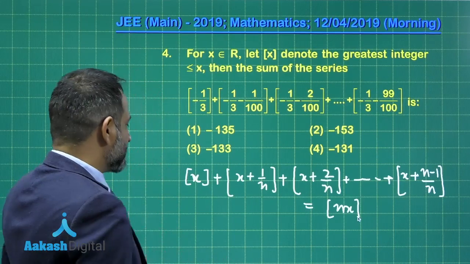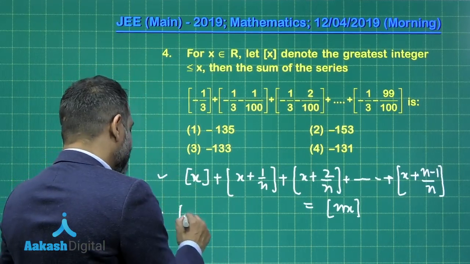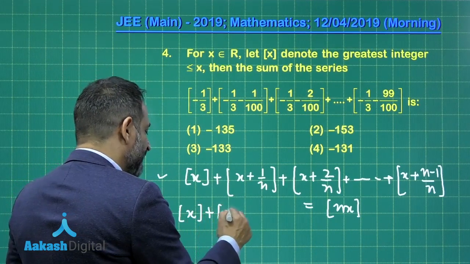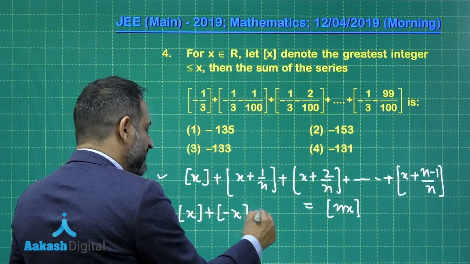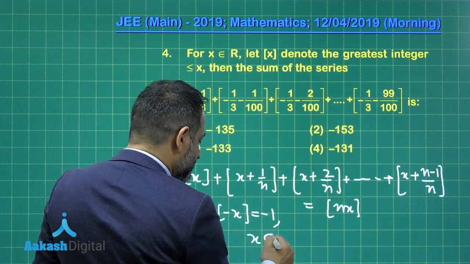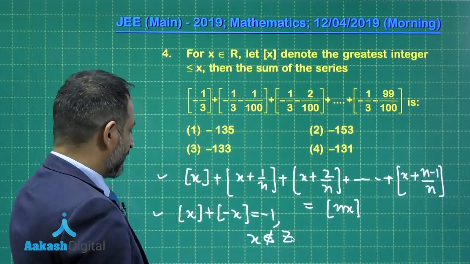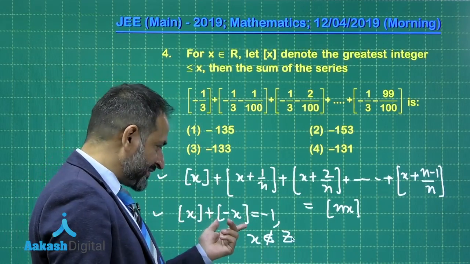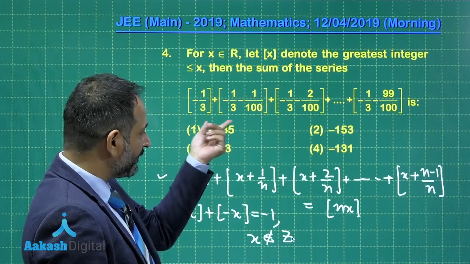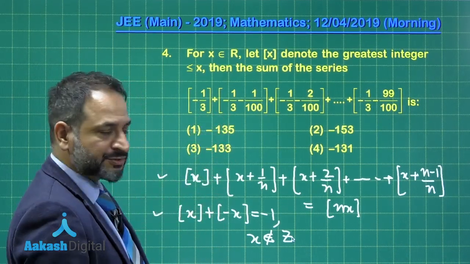Now, to get rid of this, we are using one more property, and that is greatest integer of x plus greatest integer of minus x is equal to minus 1 if x is not an integer. So, we will be calculating this with the help of this result. So, the minus sign won't be troubling us. So, clubbing these two results, we will reach our result.